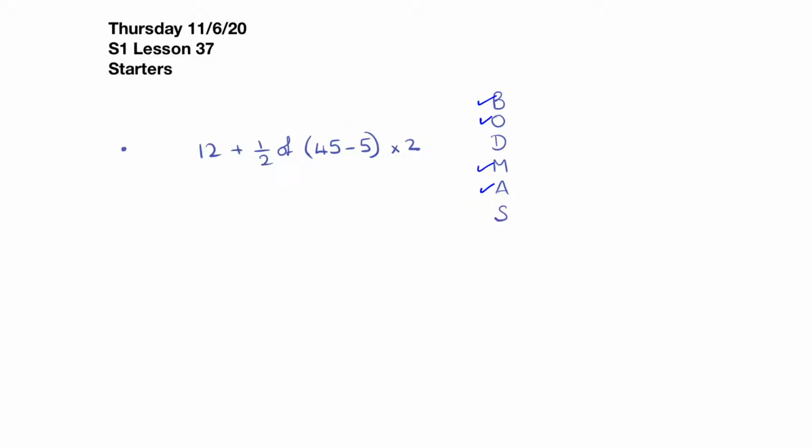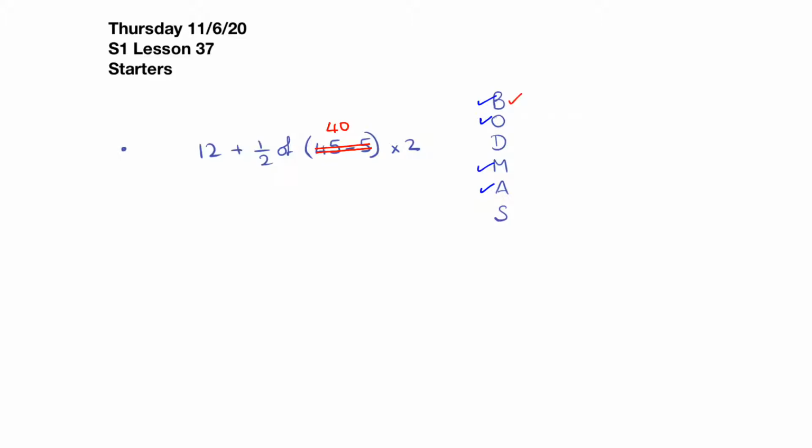So we're going to deal with the bracket first, okay? So what we're basically going to do is replace the bracket. We're going to find out what it's worth. 45 take away 5 is 40. So what we're working out now is 12 add a half of 40 times 2. So we've done the bracket.